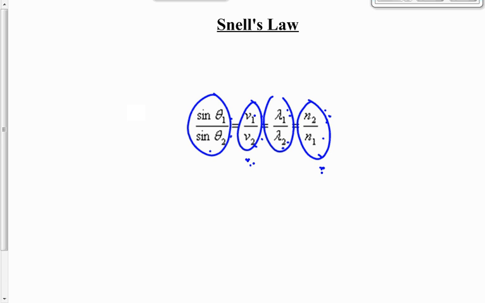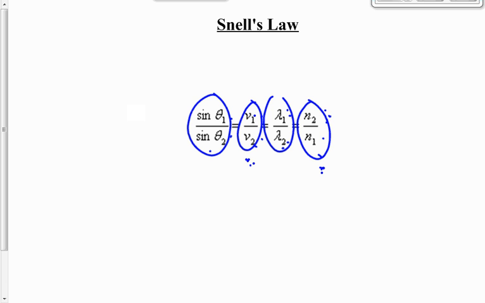Now, the good news is this one is on your data sheet. And even though there's 4 parts to this equation, you only ever need to use 2 of them at once. So V1 over V2 equals N2 over N1. Sine theta 1 over sine theta 2 equals lambda 1 over lambda 2. Whatever 2 parts happen to fit the givens you have the best. All right?